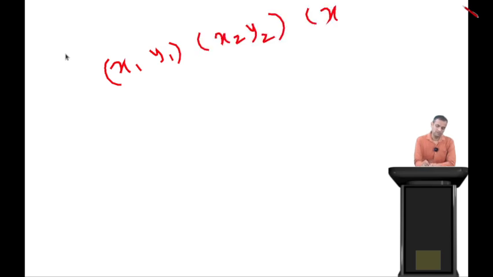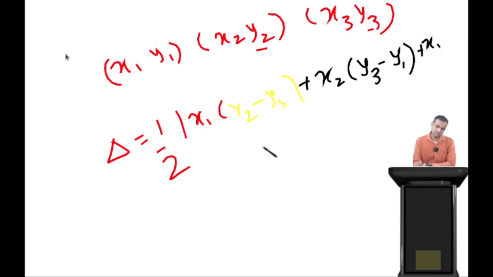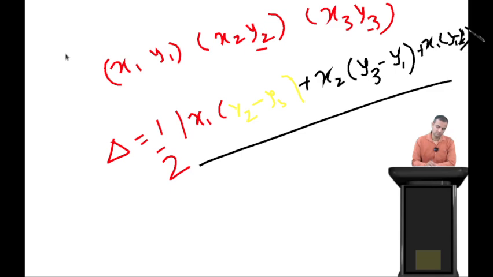Okay, so what did we learn today? We learned how to find the area of a triangle whose vertices are x1 y1, x2 y2 and x3 y3. So the area of triangle formula is 1 upon 2 times x1 into y2 minus y3, plus x2 into y3 minus y1, plus x3 into y1 minus y2. Okay, so you have to remember this formula, and then you have to find the area of the triangle.